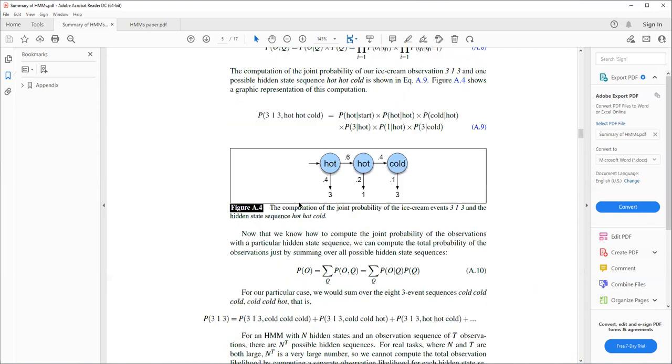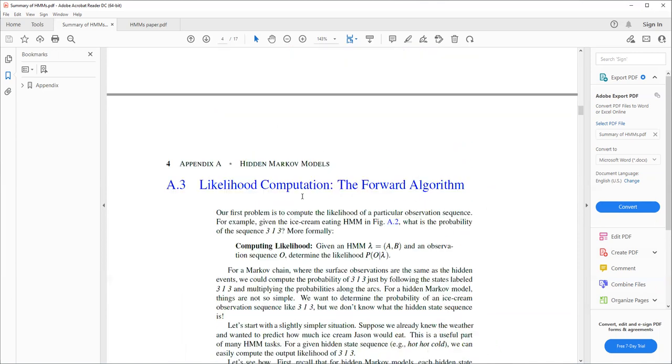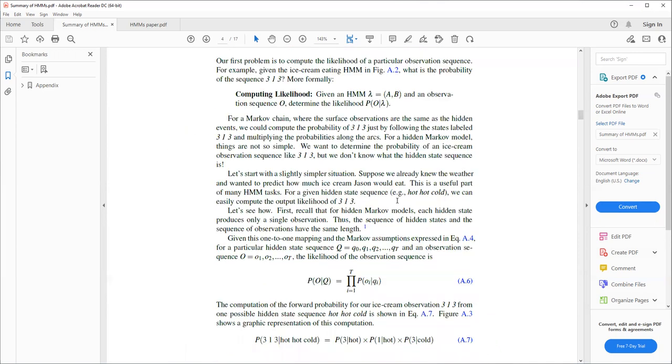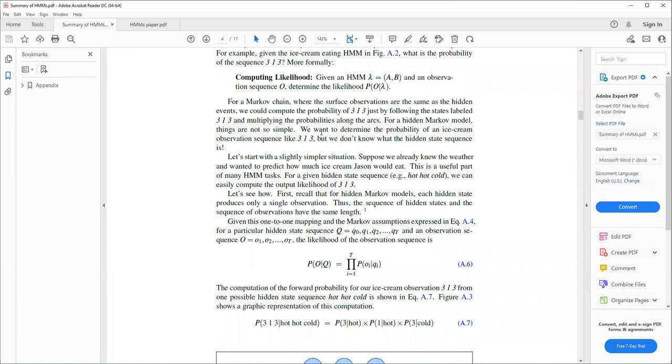In this lecture, I'm just going to focus on this one problem, the A3, the likelihood computation problem. In this case, we're given the HMM model with its emission probabilities and transition probabilities, and we're also given the observation sequence O, and we want to determine the likelihood of observing this data from the given model. For example, here it's taking a sequence. Let's suppose that we want to compute the probability of 313. In this case, of course, it's just observable sequences.